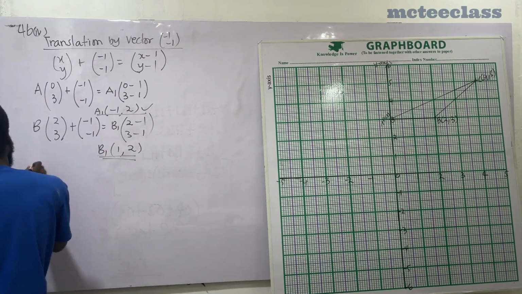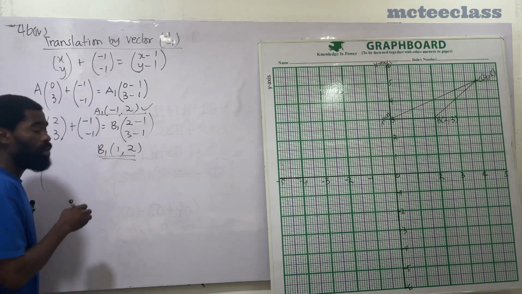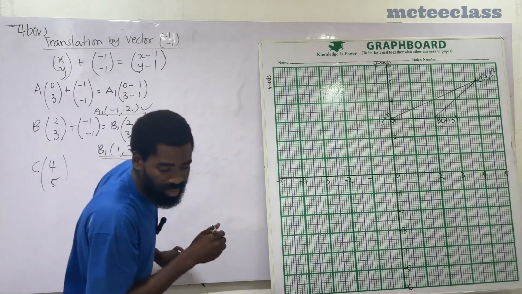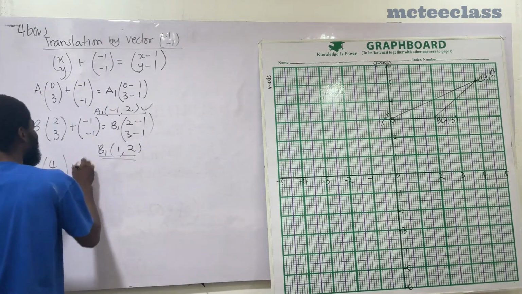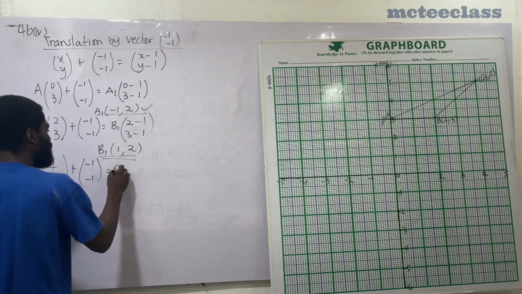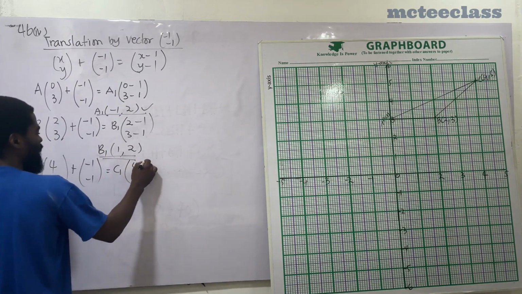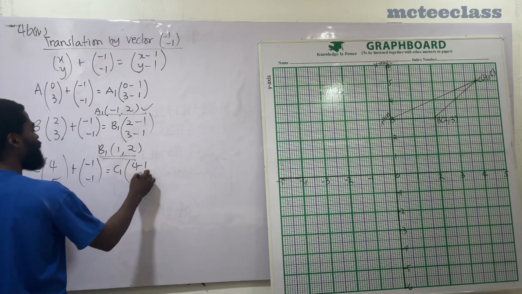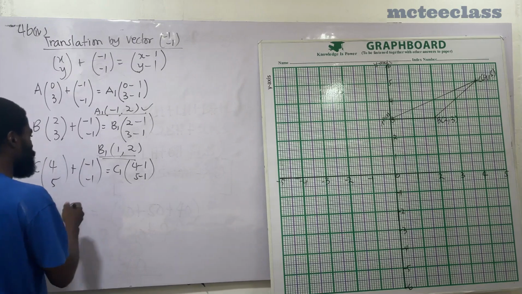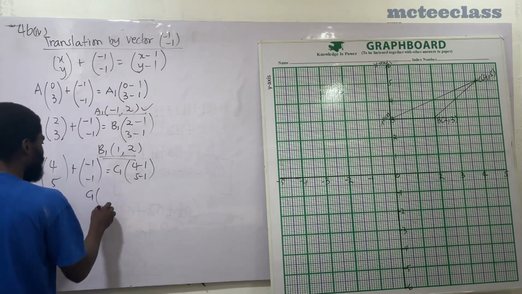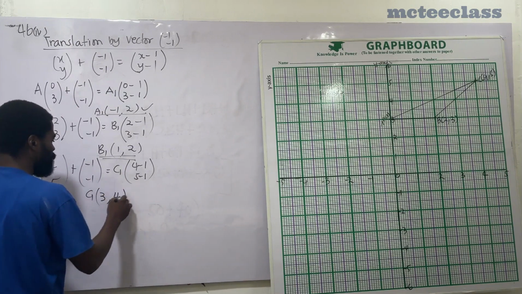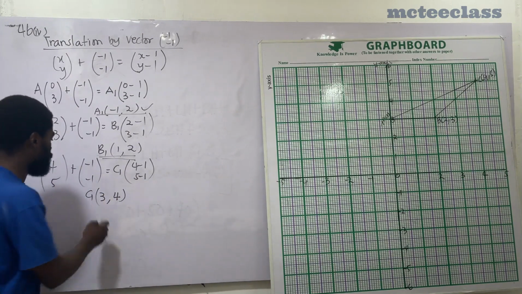Good. Now let's go to C. C says that we should also work with what? (4, 5), I presume. It's (4, 5). Yeah, I got that. (4, 5) plus (-1, -1). And this gives me C1. That is 4 minus 1. Then 5 minus what? Minus 1. Good. So this gives me C1 as (3, 4).